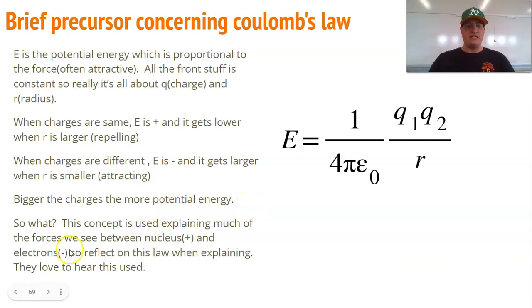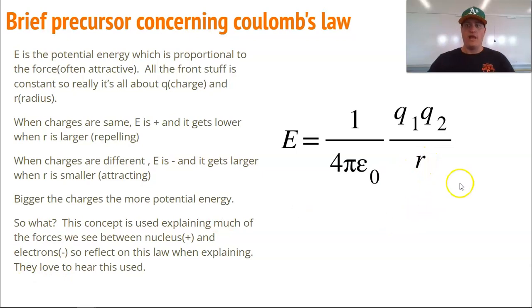This concept's used in explaining what we see with the nucleus and electrons. So this is what you often want to use when we talk about, according to Coulomb's law, this is what is occurring, because this shows you the idea of these attractive forces to the nucleus and outer electrons, and then the size that occurs between the two. So how useful is this?